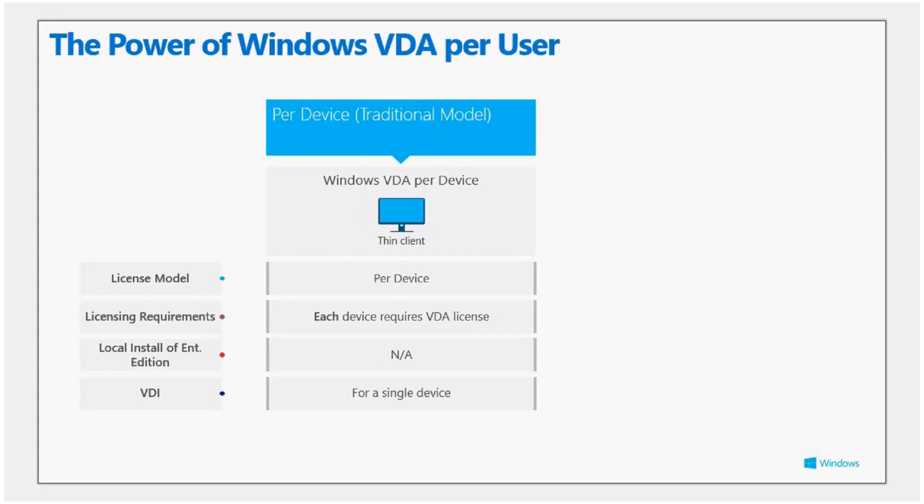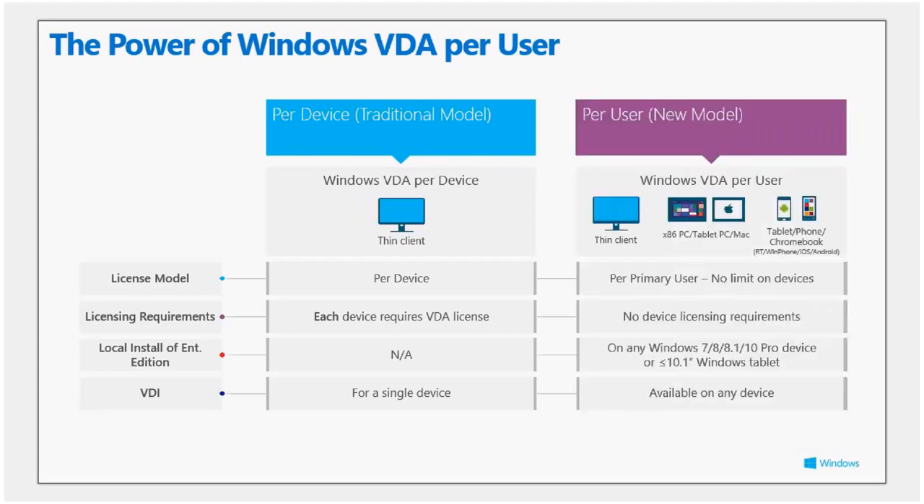We have a similar model for VDA per user that you'll see with per device licensing. Each device requires its own VDA license. However, under per user VDA, you count your users, and then each of those users has VDA rights across their devices. And they do get local install of Enterprise Edition on Pro devices or Windows tablets less than 10.1 inches.